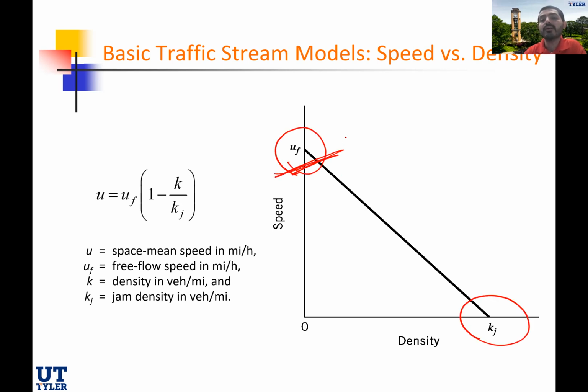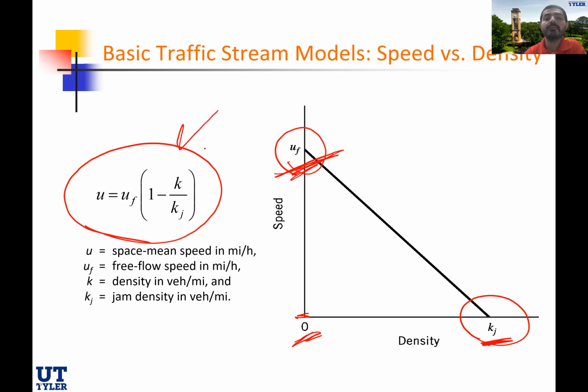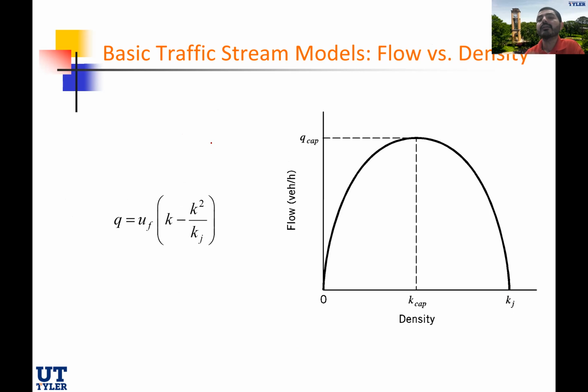What's this here? Why, when density is 0, do I have the highest speed? Why, when I have the jam density, is the speed 0? Those are the things. I'm not expecting you to know the equation. If you need to use the equation, it will be provided to you. But most importantly is really again the relationship between the three parameters.